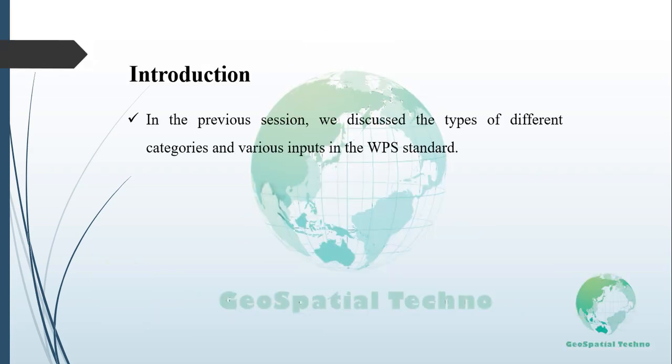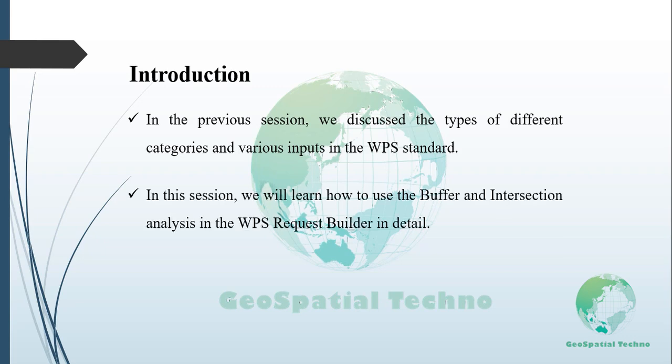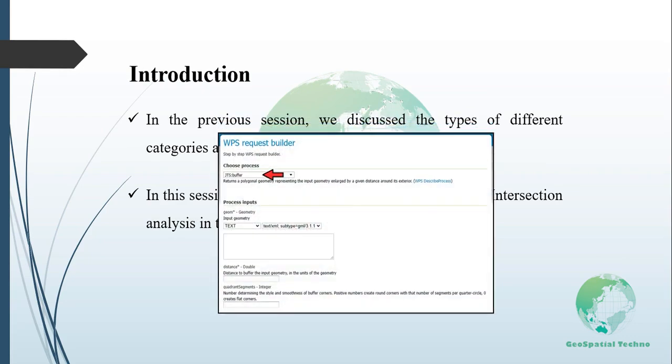In the previous session, we discussed the types of different categories and various inputs used in the WPS standard. In this session, we will learn in detail how to use the buffer and intersection analysis in the WPS request builder. For more information, watch the rest of this video.